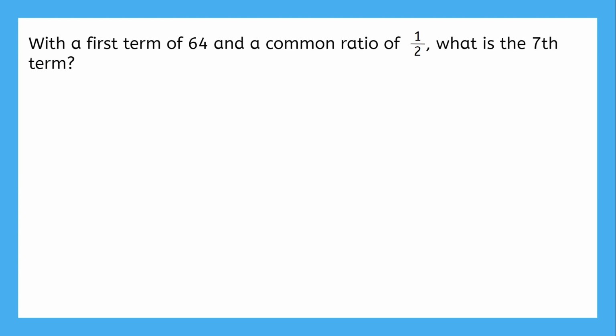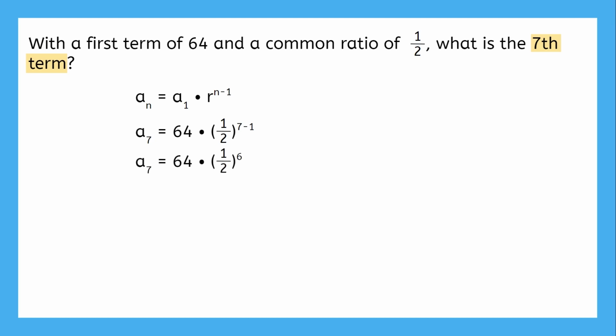We have the same sequence here, but this time we only want the 7th term. So now which form is most useful? The explicit form, which lets us skip all the previous terms and jump straight to the 7th. We want the 7th term. So n is 7, and 7 minus 1 is 6.